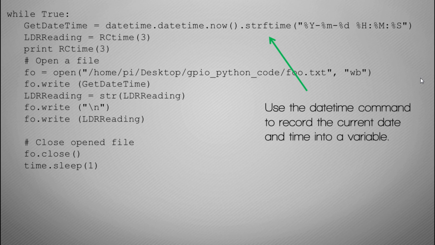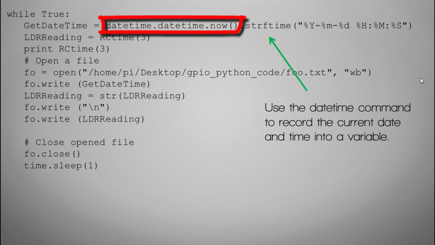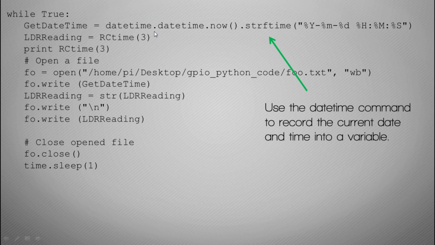And we have a variable called getDateTime. What this does is it uses the dateTime command on the operating system to record the current date and store that date into a variable. Now what we have here is dateTime.dateTime.now, and then we pass it with this command here, which changes the dateTime format into a string, which means it can then be stored into the variable. And then we have year, month, day, hour, minute, second. So you can change that if you want to. So that's what that's there for.